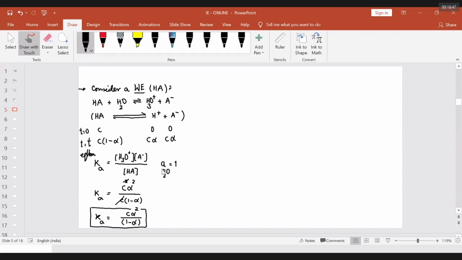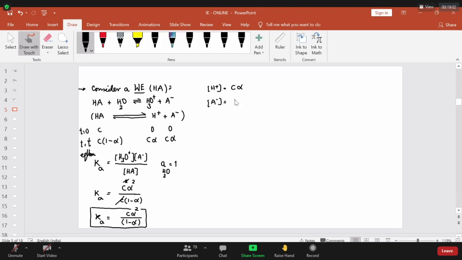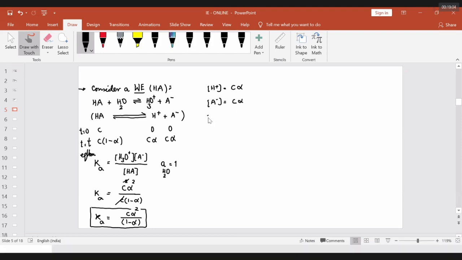Once you are saying this, the question comes, sir, what about the concentration of H plus ion? The concentration of H plus ion at equilibrium is very simple, C alpha. What about the concentration of the anionic form of the electrolyte? C alpha. What is the concentration of the unionized form of acid? C into 1 minus alpha. Fine. Once you understand all these things, then the question comes here, sir.